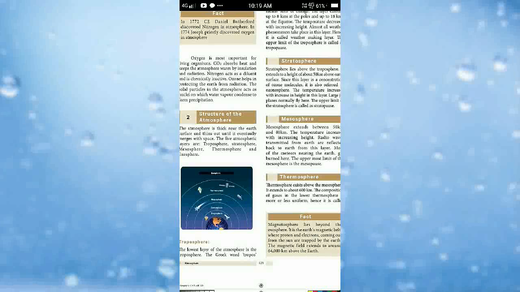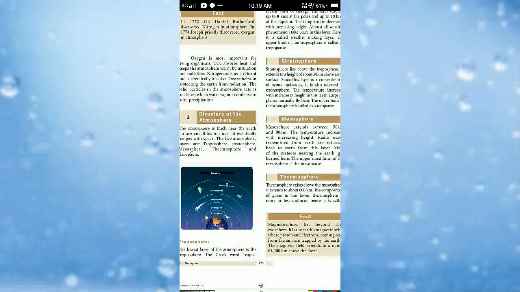Next one is the thermosphere. What is the meaning of thermosphere? It exists above the mesosphere. It extends to about 600 kilometers. The composition of the gases in the lower thermosphere is more or less uniform. Hence, it is called a homosphere.